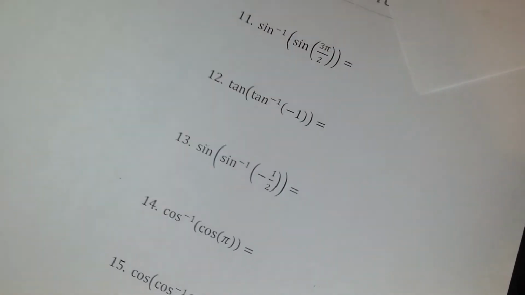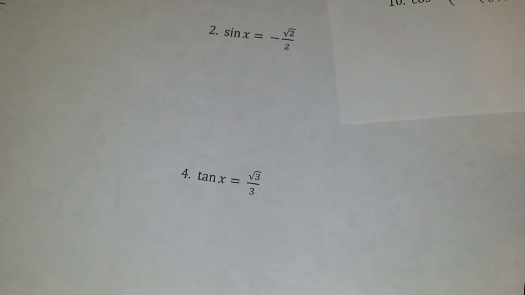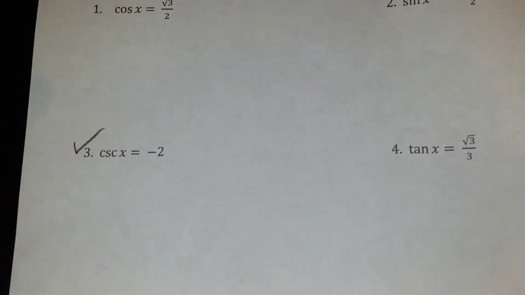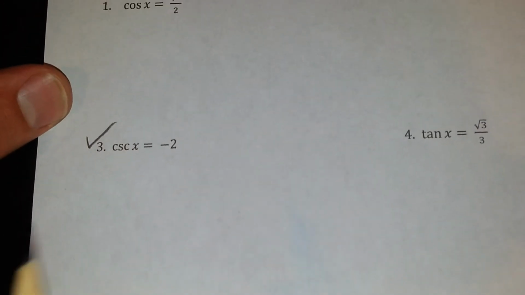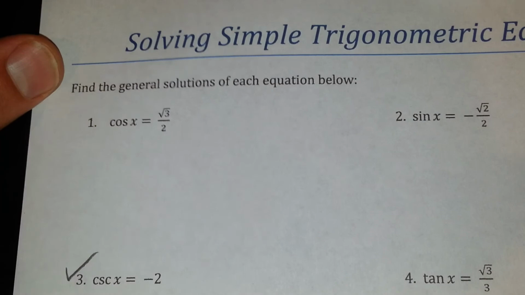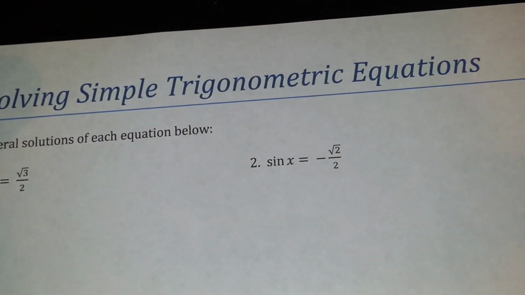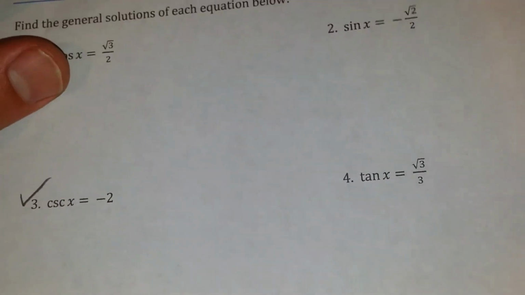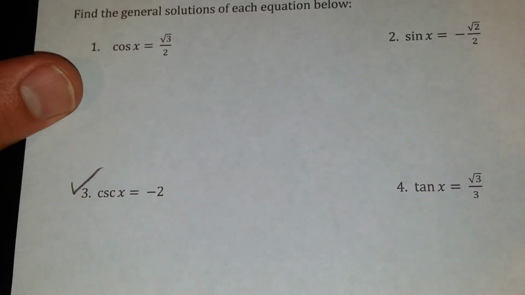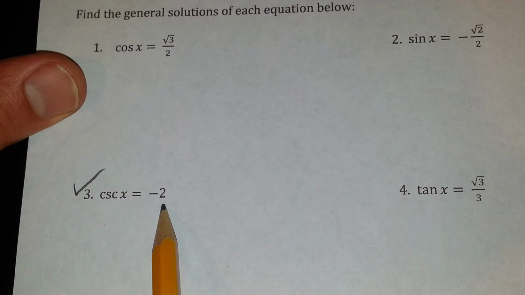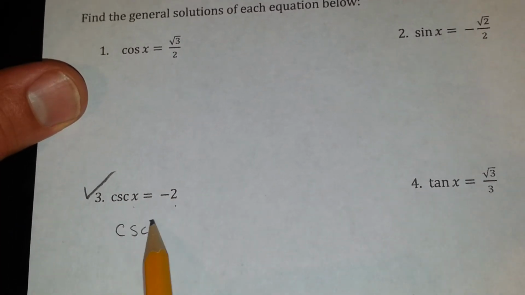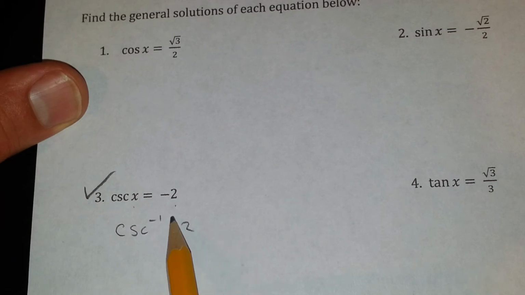Okay? Finally, let's look at just using some algebra now. This is basically solving simple trigonometric equations. Find the general solution of each one below. Let's look at this cosecant. Cosecant of x equals negative 2. So what's x, or theta? Well, inverse cosecant of negative 2 will get me theta.